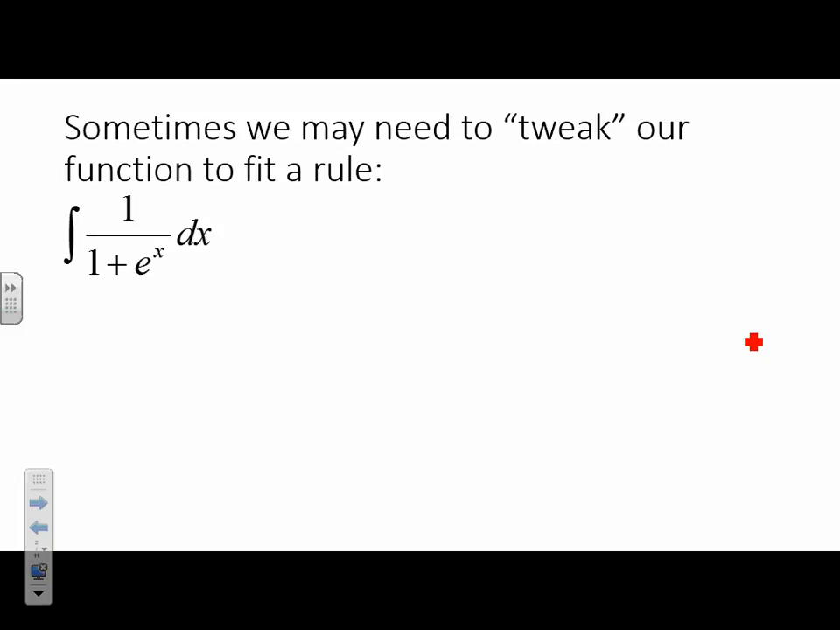Okay, so what we can do in this case is we can add and subtract e to the x. We have essentially added 0. Do you agree? We have not changed the value of our function, we have just changed the way it looks. Now, with our function, we can separate it into two different fractions that we are adding or subtracting together.